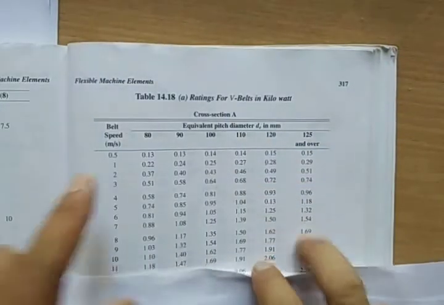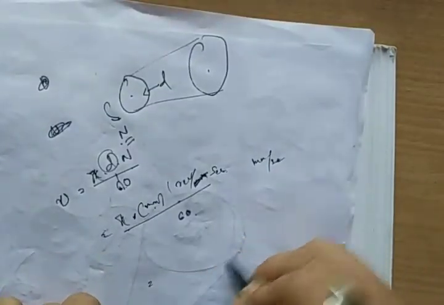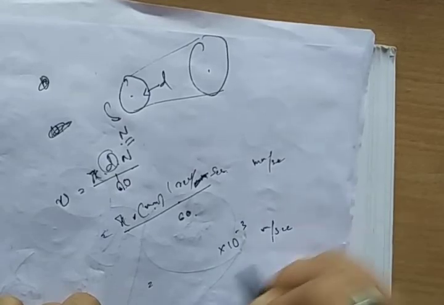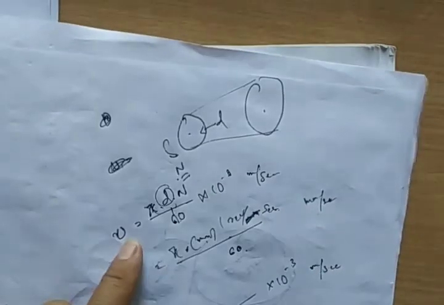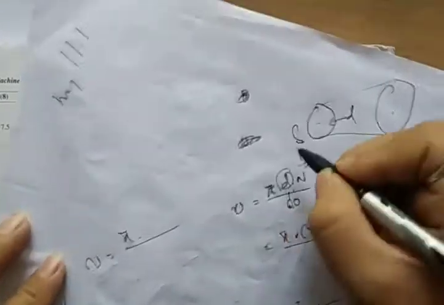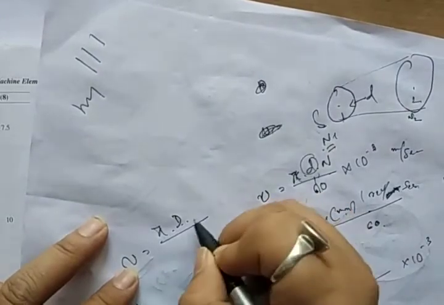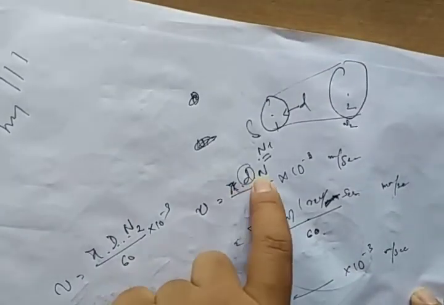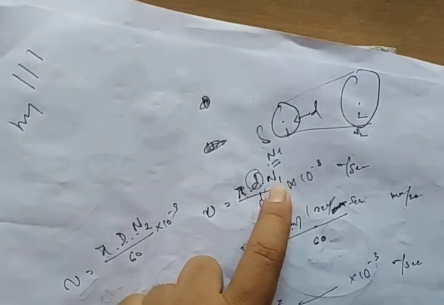But in your data book, they have written meters per second. That means you have to convert millimeters to meters, so whatever you get, divide it by 1000, that is, multiply by 10 to the power minus 3. So pi D N by 60 into 10 to the power minus 3 gives you meters per second. Always remember, you can also find the velocity using the bigger pulley. Let's say this is pulley 1, pulley 2, with speeds N1, N2. If you use capital D for the bigger pulley, you must use the speed of the bigger pulley; for the smaller pulley, use the speed of the smaller pulley. They have to match.